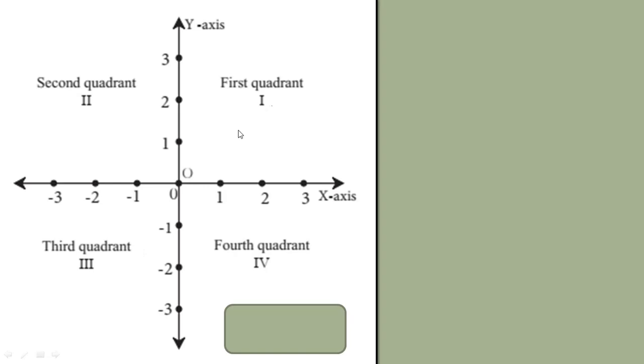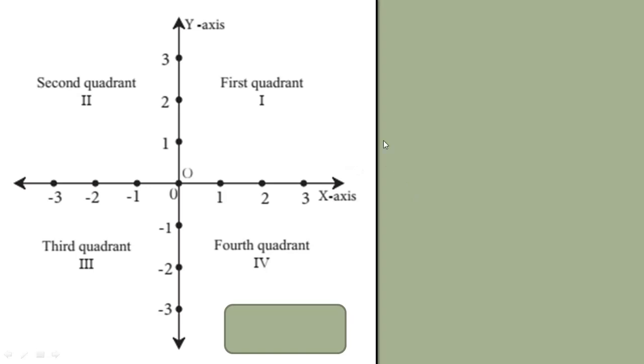In the first quadrant, both coordinates of a point are positive. In the second quadrant, the y coordinate of a point is positive and the x coordinate is negative. In the third quadrant, both the coordinates, that is x and y, are negative. In the fourth quadrant, the x coordinate is positive and the y coordinate is negative. This is the coordinate system.